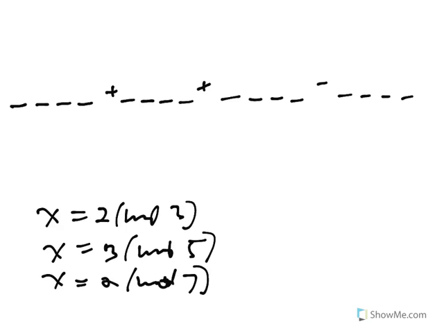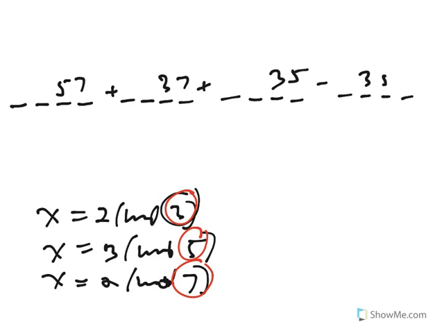Okay, so we have the three things I'm dividing by. In the first term, I'm going to leave off the 3, so I'm just going to put the 5 and the 7 here. In the second term, I'm going to leave off the 5. In the third term, I'm going to leave off the 7. And in the last term, I'm not going to leave off any of them.